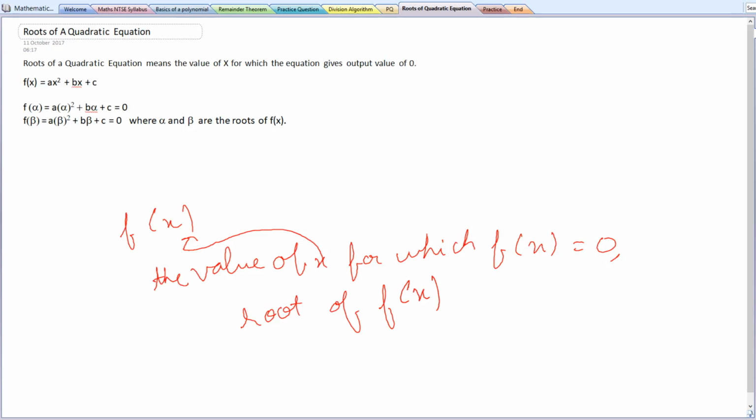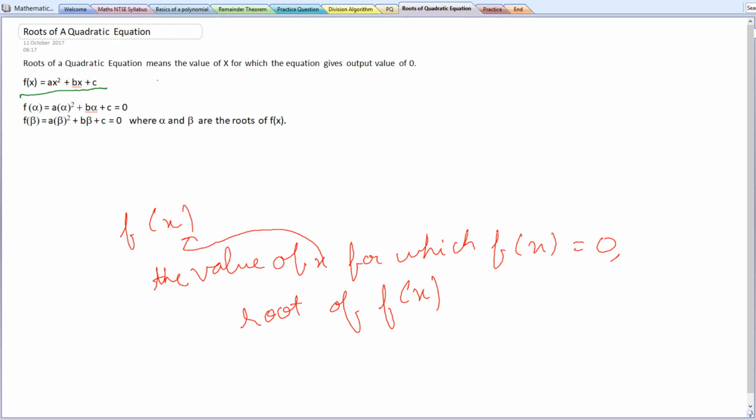We have to learn how to find out roots of an equation. We have to learn what the roots of an equation are, and what the relation between them is. Okay, so let's see that. So let's say that the standard form of my quadratic equation is this: fx is equal to x square plus bx plus c.